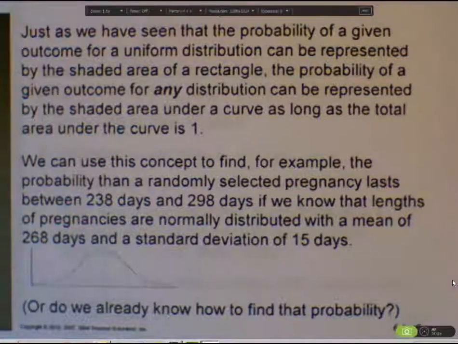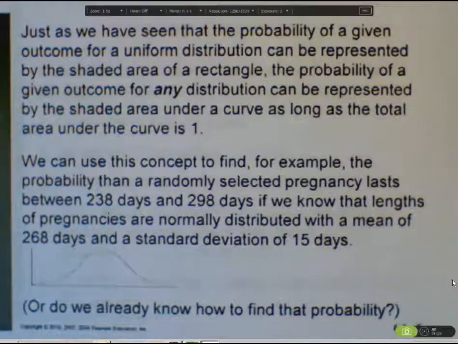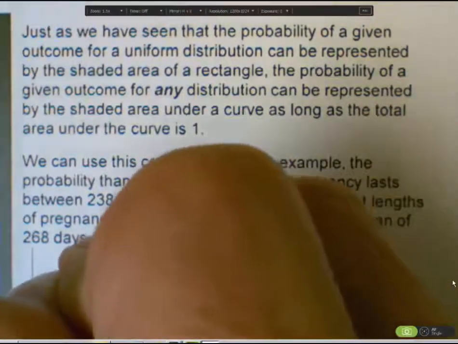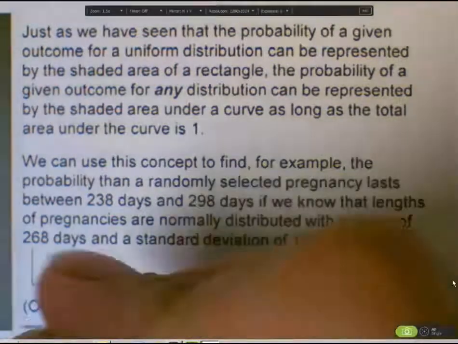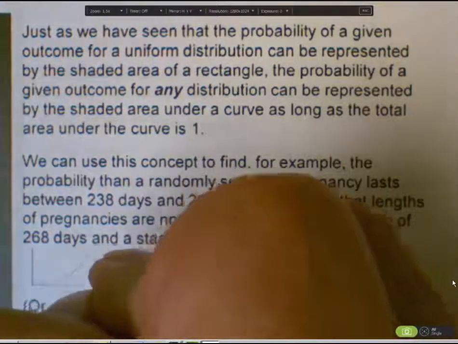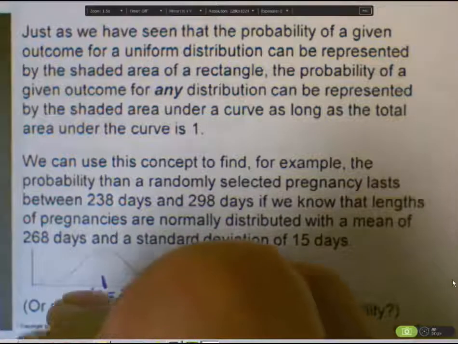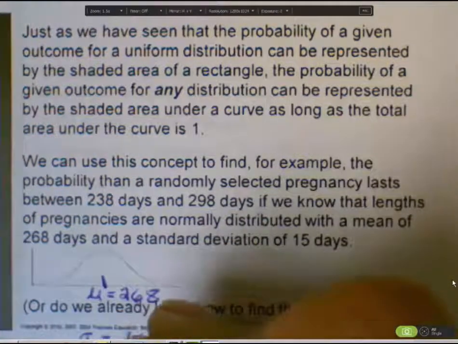We can use this concept, for example, to find the probability that a randomly selected pregnancy lasts between 238 days and 298 days, if we know that the lengths of pregnancies are normally distributed with a mean of 268 days and a standard deviation of 15 days. For every problem that we do in this chapter, we're going to draw a normal distribution. In this case, the mean, which is always in the middle of the normal distribution, is 268, and the standard deviation is 15 days.